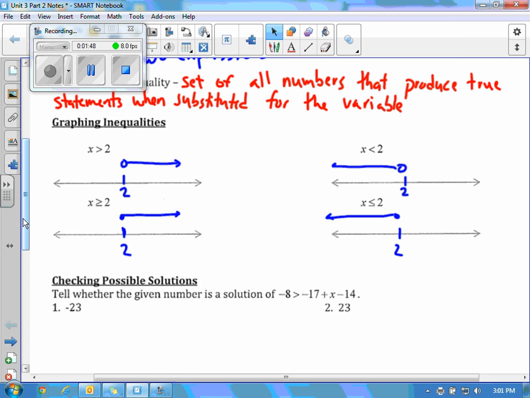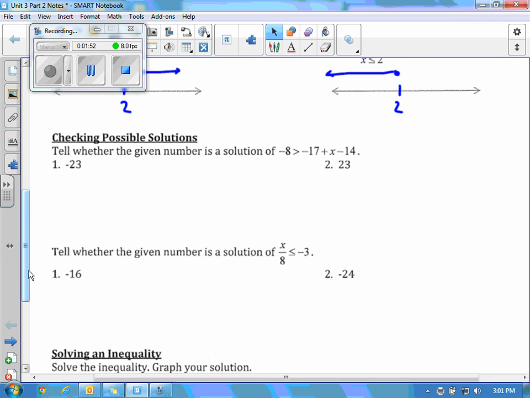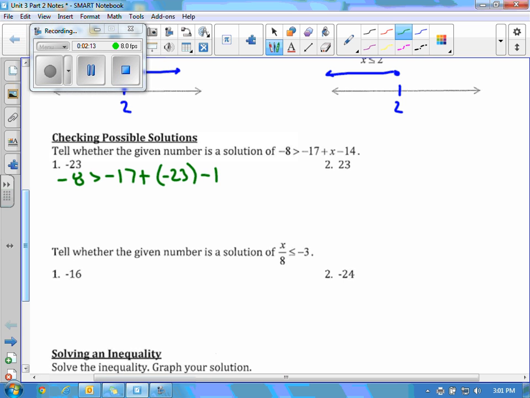The next part says checking possible solutions. It says tell whether the given number is a solution of -8 is greater than -17 plus x minus 14. So let me walk you through an example here. So I have -8 is greater than -17 plus, and I have x, so I'm going to replace that with -23 minus 14. So now I need to work this out.